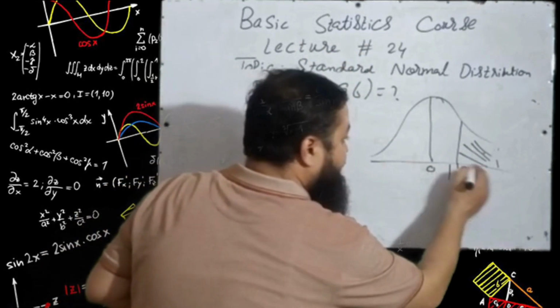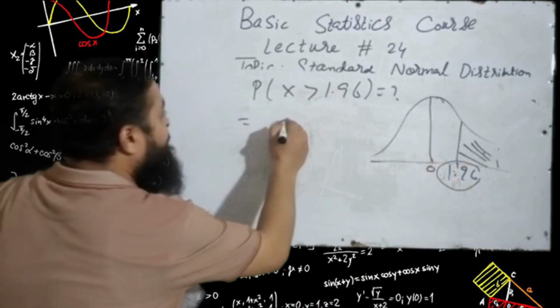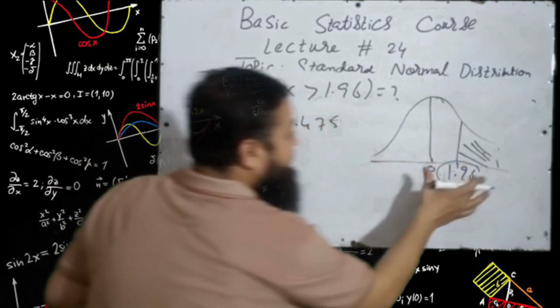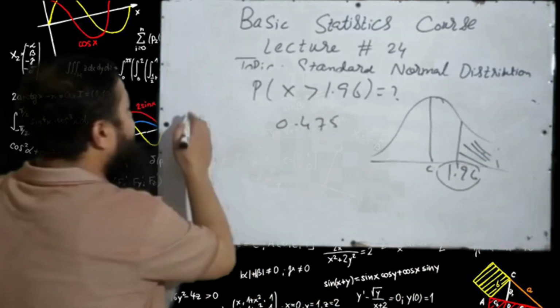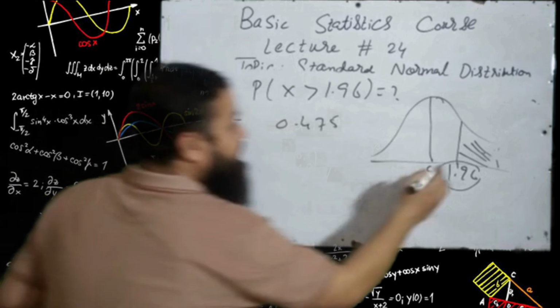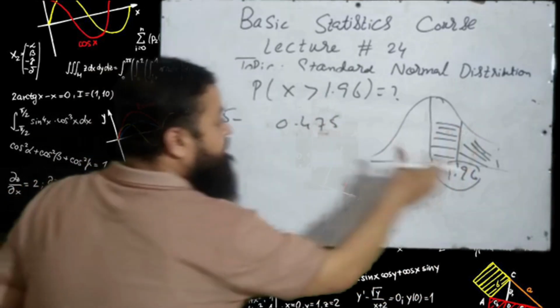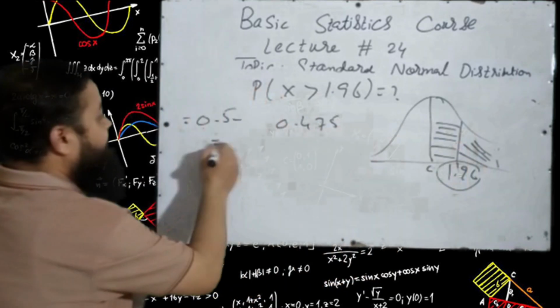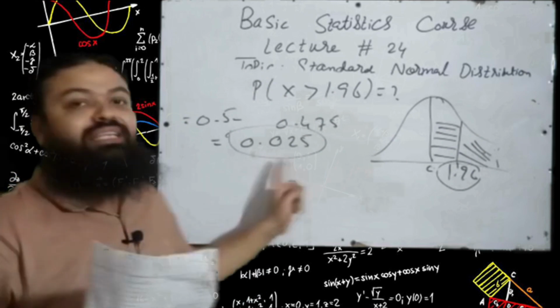If I see the value of 1.9 into 6, that will be 0.475, and that area is half, 0.5. It means 0.5 minus that area which we calculated from the table, 0.475, 0.5 minus that area, that will be 0.025. That will be the correct option in the exam.